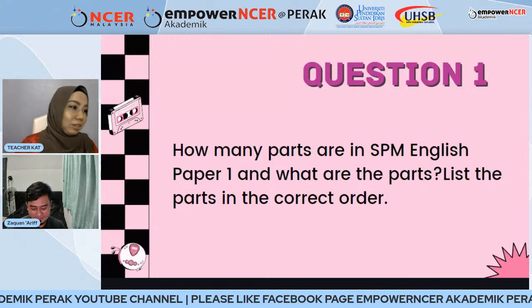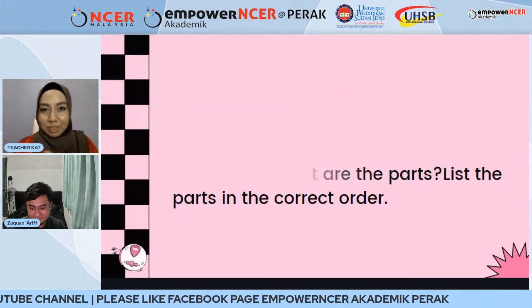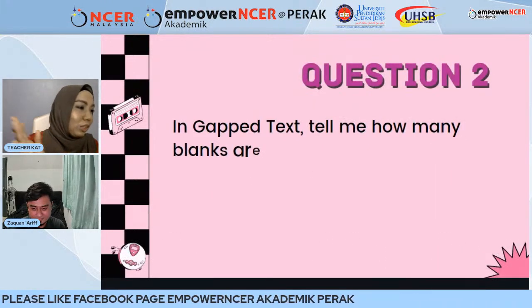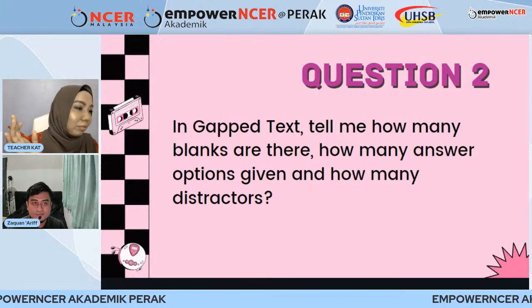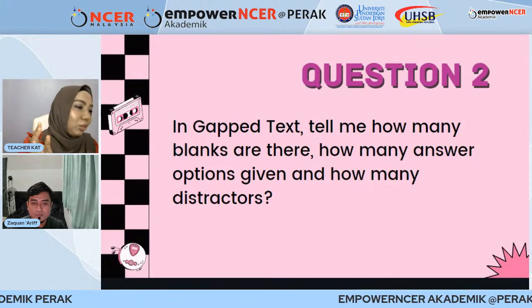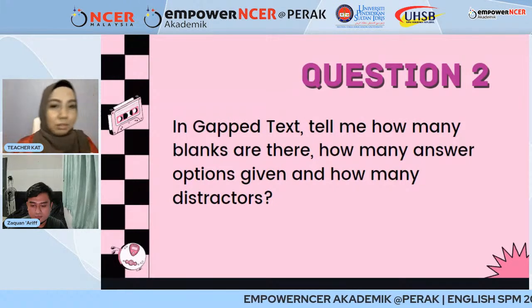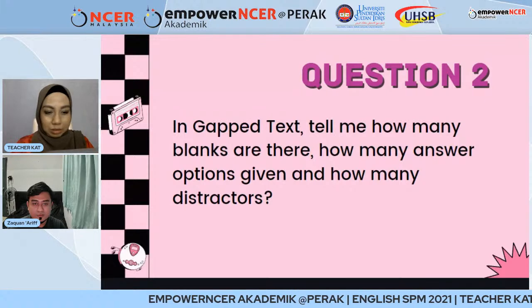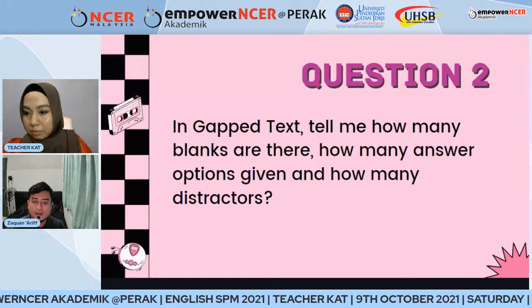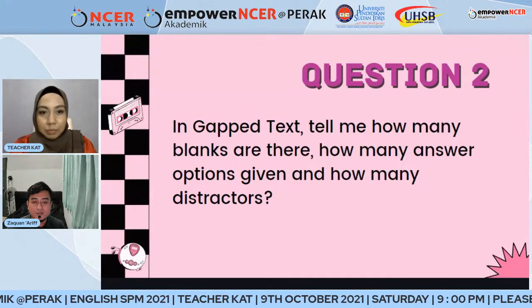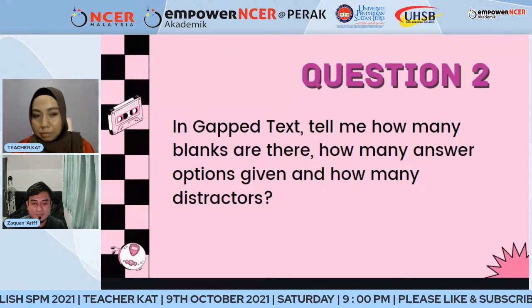Okay, so now moving on to question two. Well, sorry, Safia, better luck next time. Yasmin, you are a little bit too late. Moving to question number two: in gap text, tell me how many blanks there are, how many answer options are given, and how many distractors.